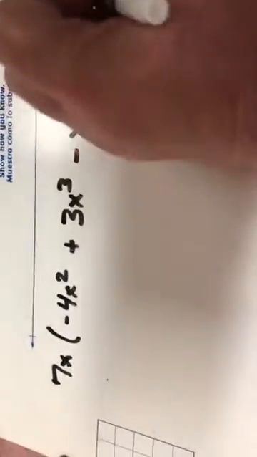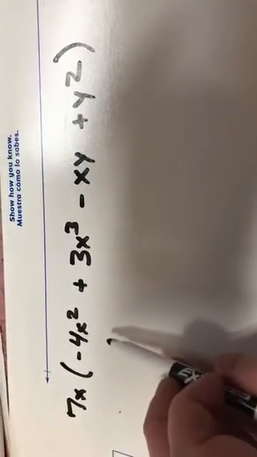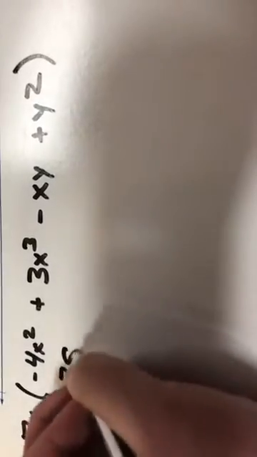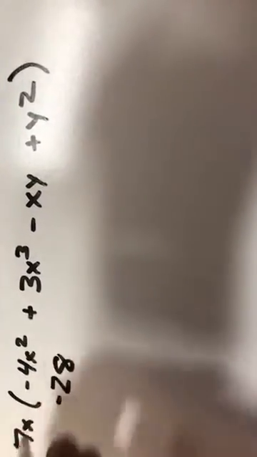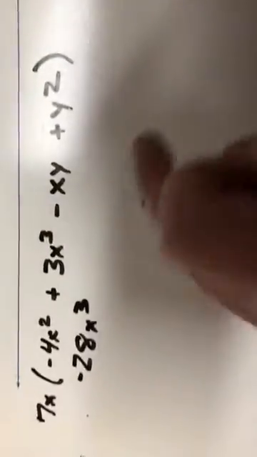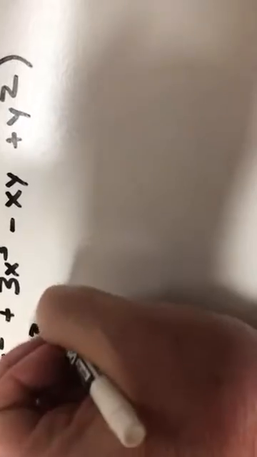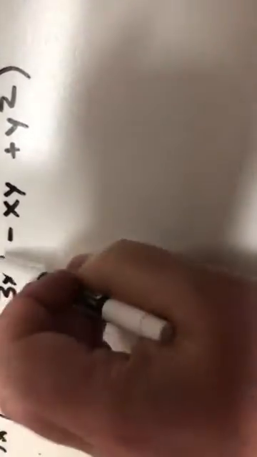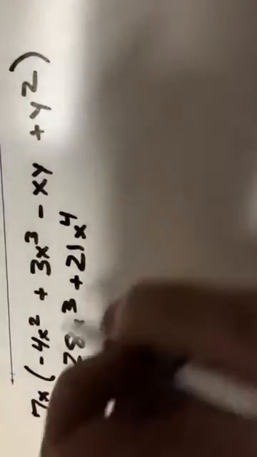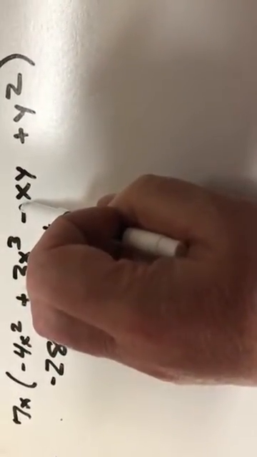So let me get my parentheses here. So I look at the 7x and the negative 4x. Well, 7 and negative 4 make a negative 28. X to the power of 1, x to the power of 2, that gives me x to the power of 3. 7 and 3 are going to give me a plus 21. X to the power of 1, x to the power of 3 are going to give me x to the power of 4.